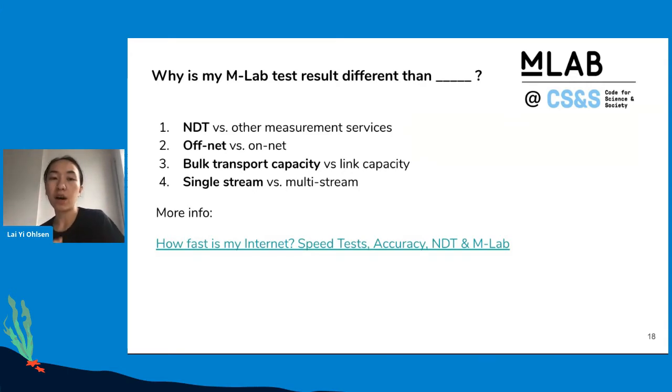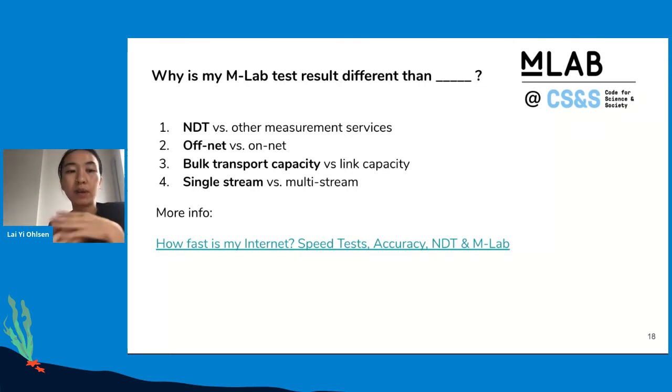So off-net versus on-net is getting at whether the server that you're testing against is within the access provider, or outside of it. Then bulk transport capacity is about measuring the reliability and the ability to send bits, the rate at which you're able to send packets reliably. And single stream is that effective baseline for how well a single stream, even if you're opening up multiple, is able to do.